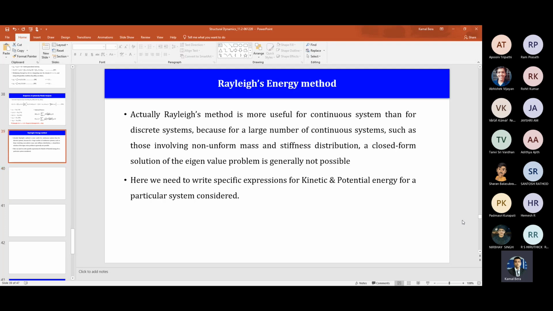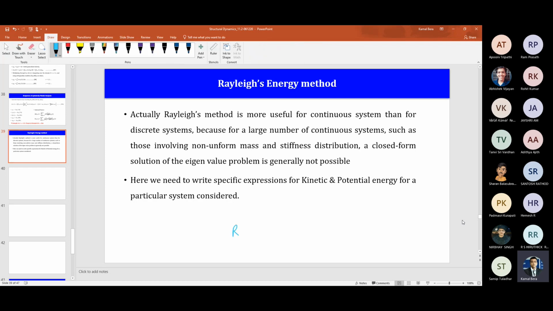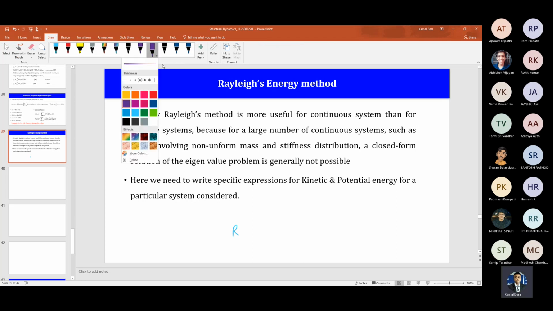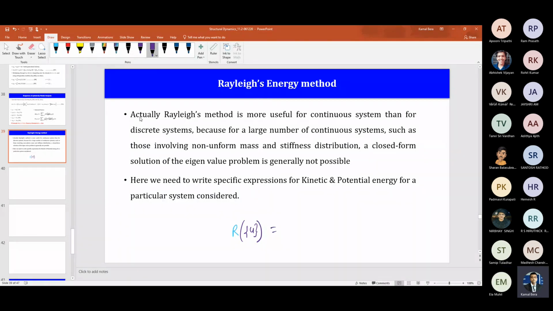That is the Rayleigh's energy method. What we have discussed for the multi-degree of freedom system, here also we are going to develop that expression, the Rayleigh's quotient, which we discussed in detail. If you remember, the Rayleigh's quotient R, a function of the mode shape U, which we call omega square, is nothing but U transpose K U divided by U transpose M U, right?